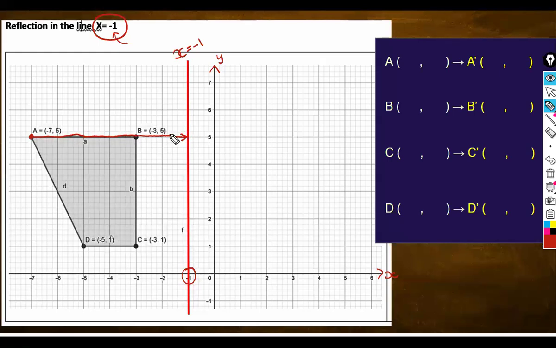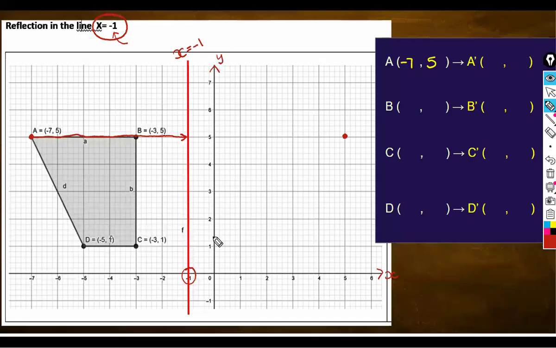So that means its reflection will be the same distance on the other side. Now, right now, the coordinates of point A, let me just write it here, is minus 7, 5. It's written here. On the other side of the mirror, once it hits the mirror, if it's 6 blocks on this side, then it will be 6 blocks on the other side. So let's start counting from the mirror. The mirror starts here. 1, 2, 3, 4, 5, 6.